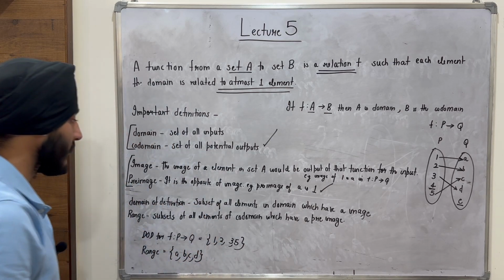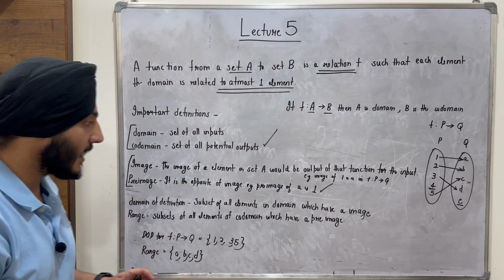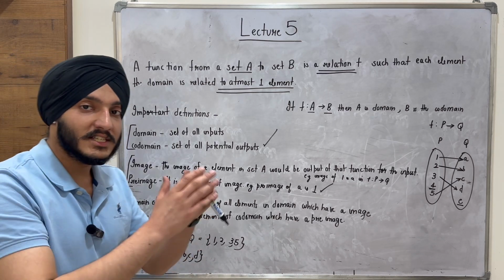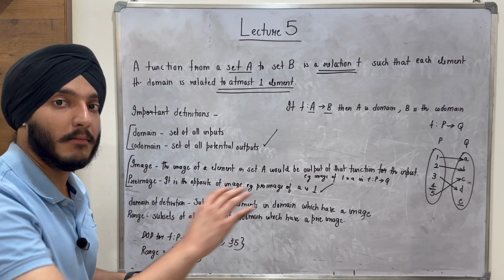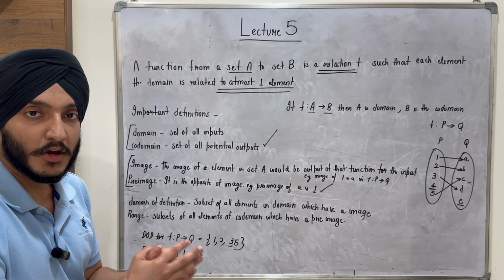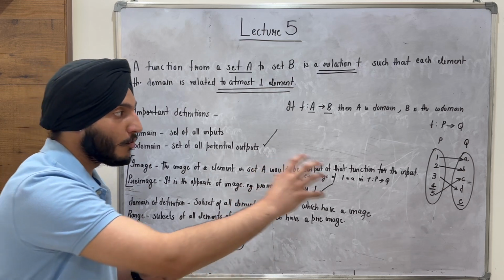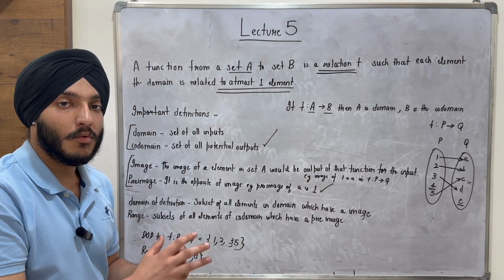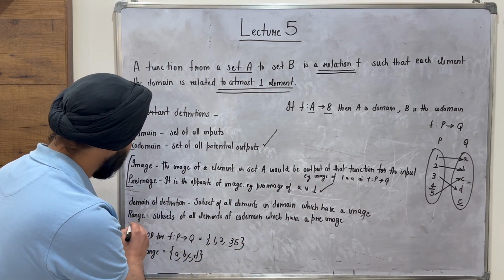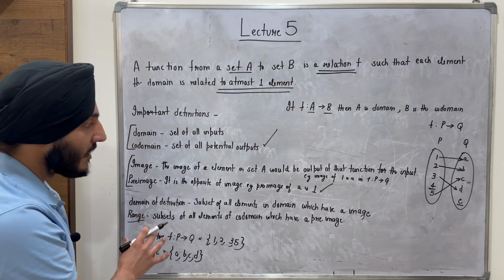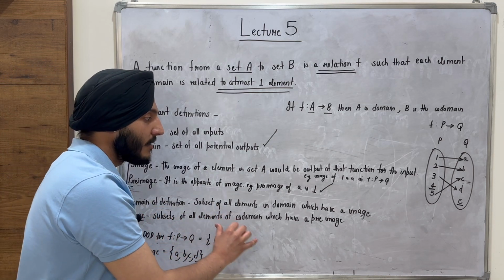Right? I hope that makes sense. So trying to summarize it once again, the set of all those values which have an image are going to be the domain of definition, and the set of all those values in the codomain which have a pre-image would be the range over here, right? So these two are very important definitions. You should have a good understanding about it.